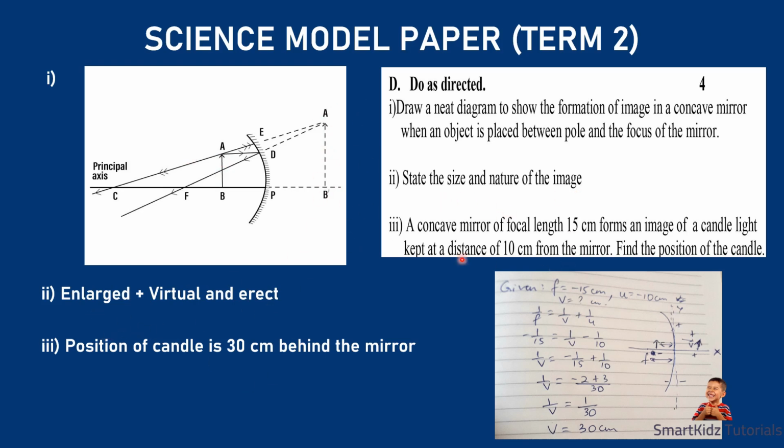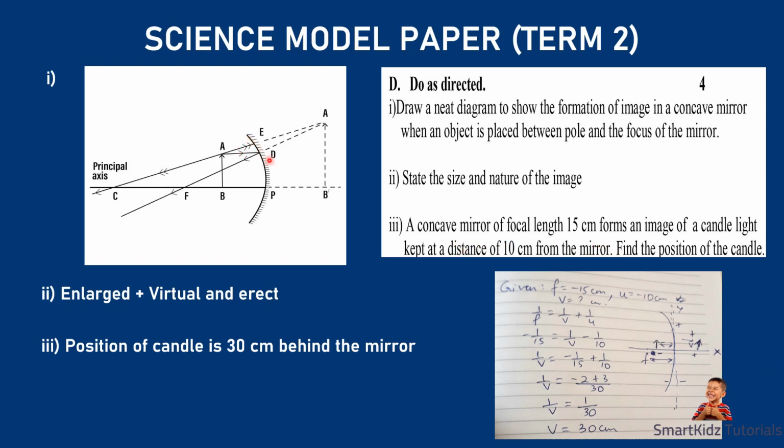Second question. And the third one is a problem. A concave mirror of focal length 15 centimeter forms an image of a candle light kept at a distance of 10 centimeter from the mirror. Find the position of the candle. What it's trying to say is find the image of the candle that is formed. So we need to find the image of the candle. We are given the focal length of the mirror.